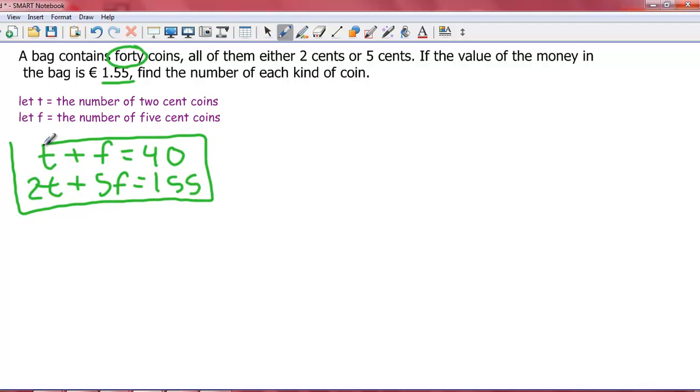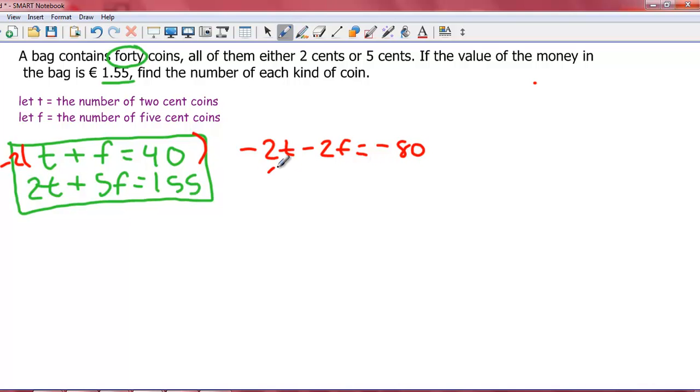Okay, so now that we have our two equations, we have to figure out how we're going to solve for t and f. So we can either use the substitution method or possibly the elimination method. Neither of our equations says t equals or f equals, so let's go ahead and use the elimination method. I noticed that we have a 2t in the bottom equation, so let's multiply the top equation by -2. So we have to remember to multiply the entire equation by -2, including that 40 on the other side of the equals. So we get -2t minus 2f equals -80.